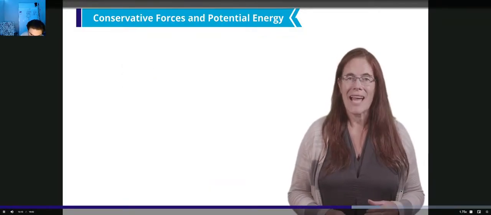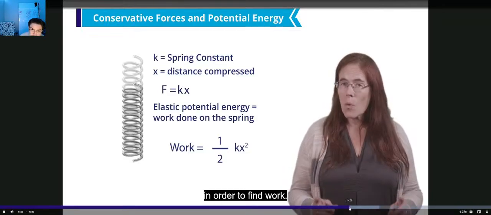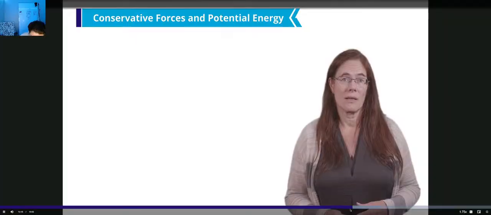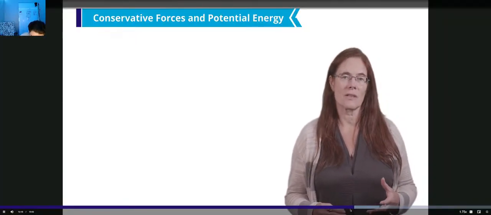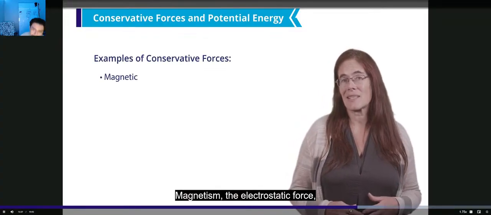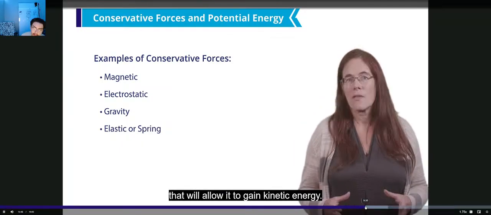Every conservative force has its own type of potential energy, and they all store an amount of energy based on the distance over which the force can act and the average force it would exert over that distance. Magnetism, the electrostatic force, gravity, and elastic or spring forces all have them.